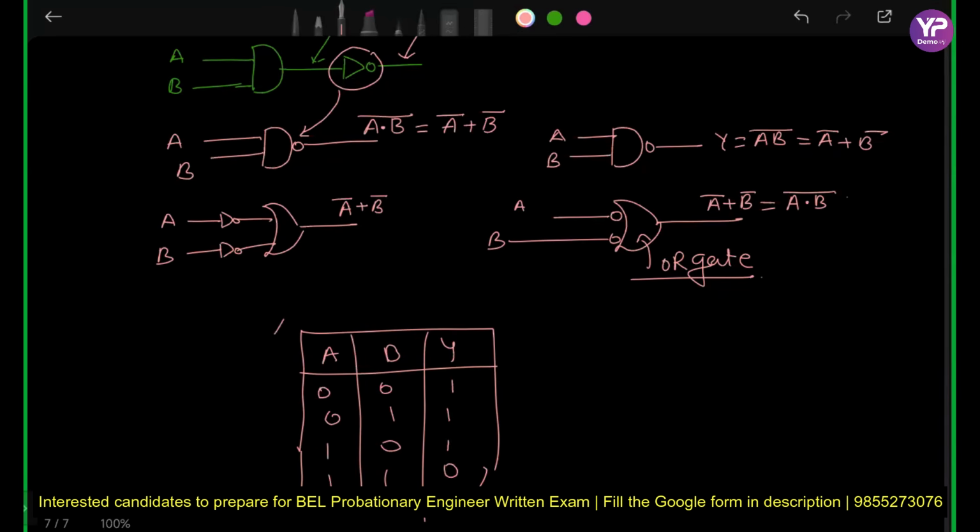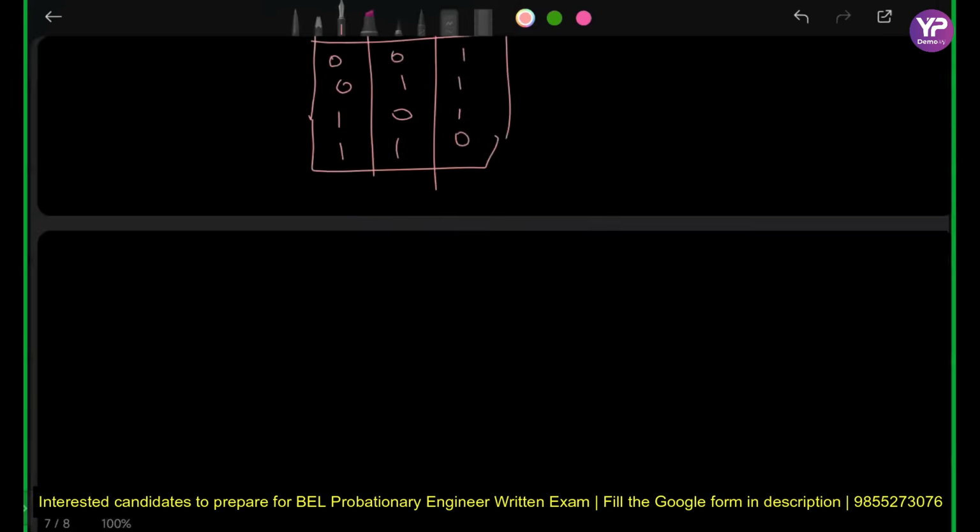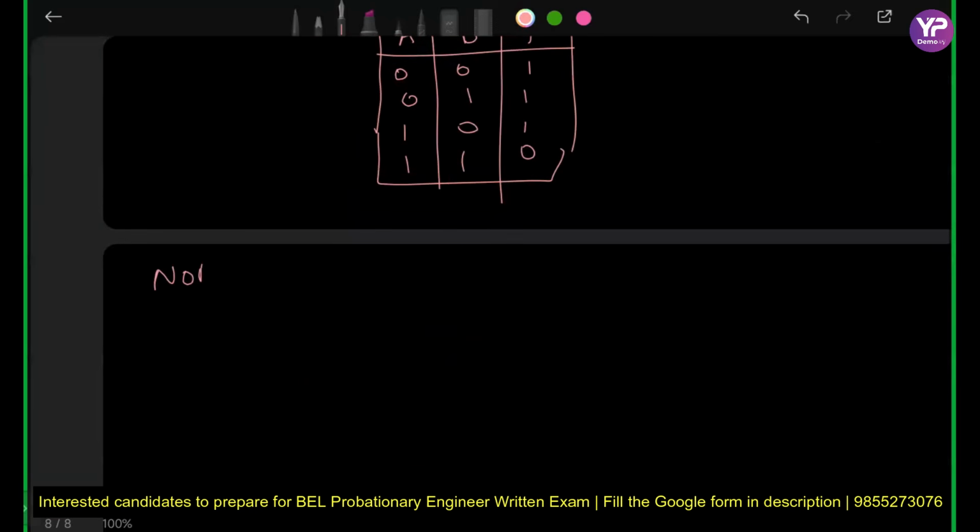Understood, or should I explain it in detail? It's just the NOT of the output of the AND gate, right? Okay, everyone understood this. Next is the NOR gate.